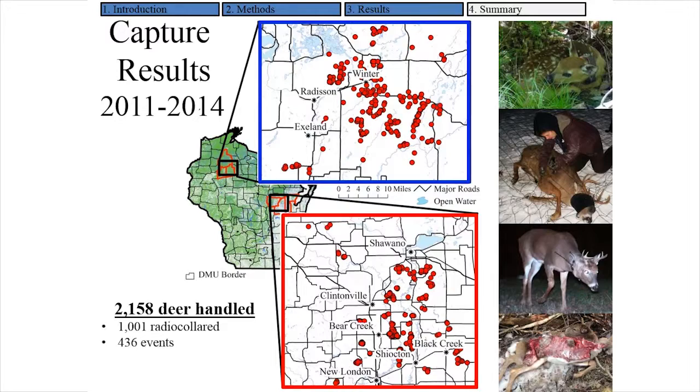A lot of events, power is primarily determined by the number of events you have in these types of studies, so having about 400 events from 1,000 animals is really good, as opposed to maybe only 10 or 20 dying.